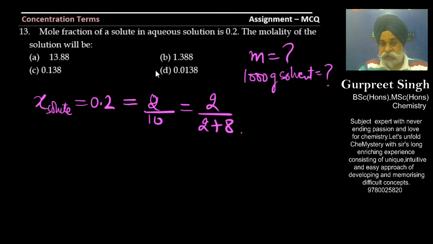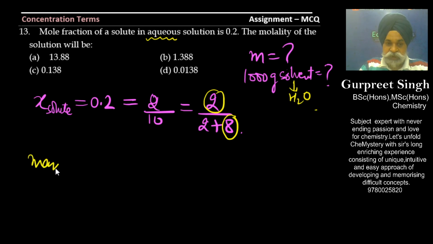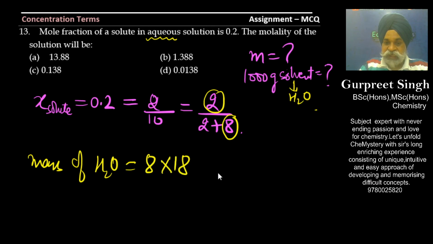Now here is a very tricky thing. Here it is mentioned it is an aqueous solution. So this shows that the solvent is water. Now what you are supposed to see is that the moles of solute is 2, and the moles of water are 8. So I can say the mass of water would be 8 into 18. So this would make 8 8s are 64, 8 1s are 8, so it is 144 grams. So I shall be saying 144 grams of water.